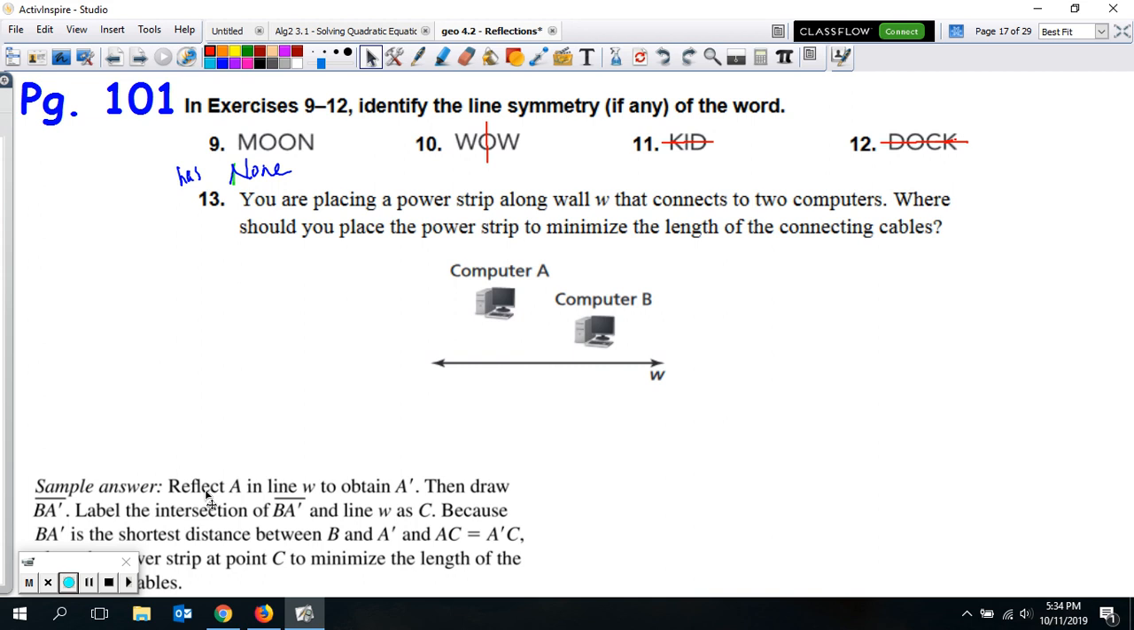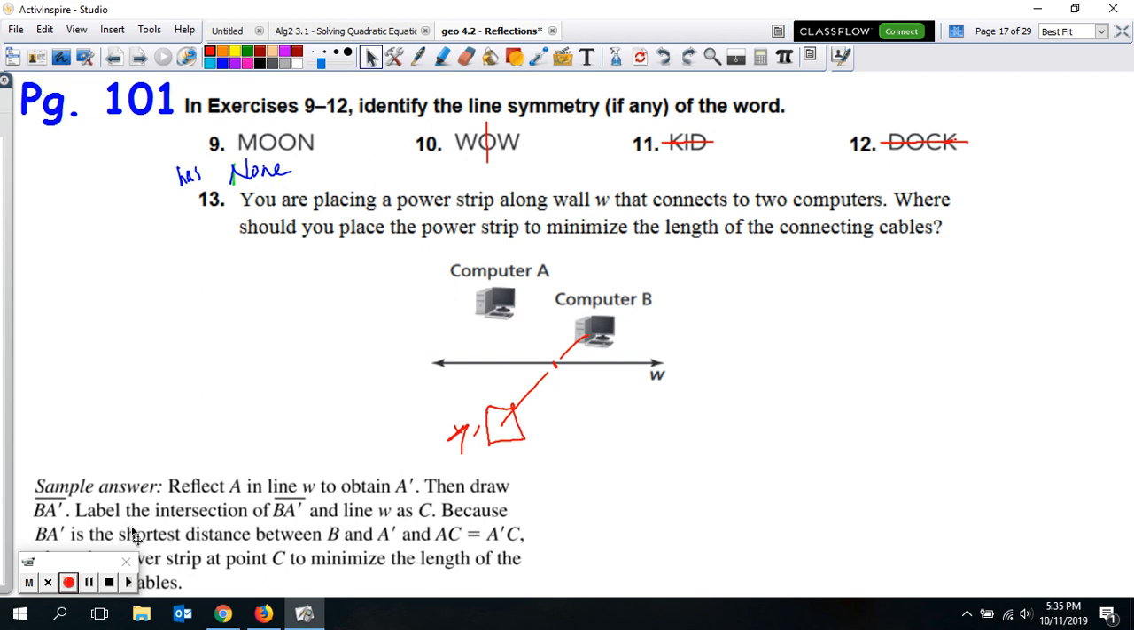It says we're going to reflect A's computer over line W. We're going to bring it over here, just bring a reflection over there, and we'll label it A prime. So we can do that first. There we go. We just reflected it over here and labeled it A prime. Then we're going to draw a line from B to A prime, so basically draw a segment here from B to A prime. And it goes through this line W.